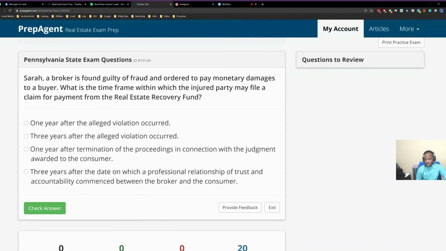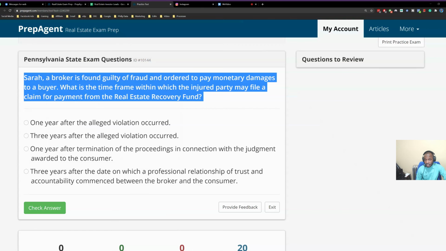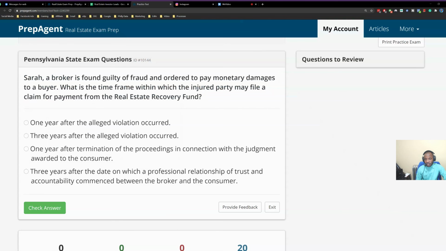They have ID numbers, and this is a question relevant to the Pennsylvania real estate exam. Sarah, a broker, is found guilty of fraud in order to pay monetary damages to a buyer. What is the time frame within which the injured party may file a claim for the payment from the real estate recovery fund? Last I remember, it was 3 years. I can't remember after the date. So I think it's 3 years after alleged violation.